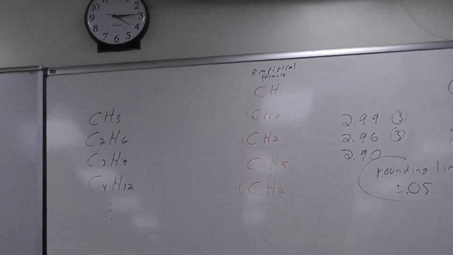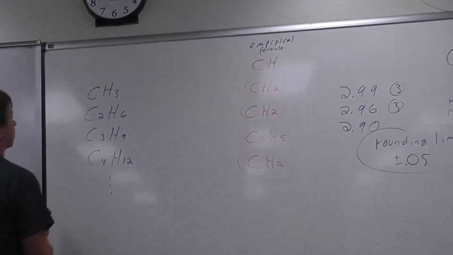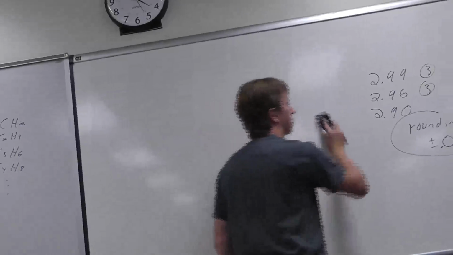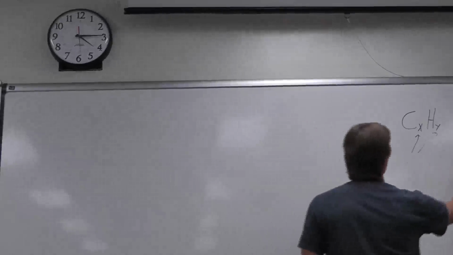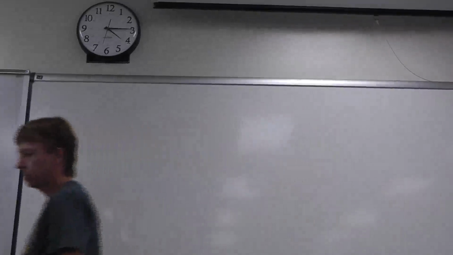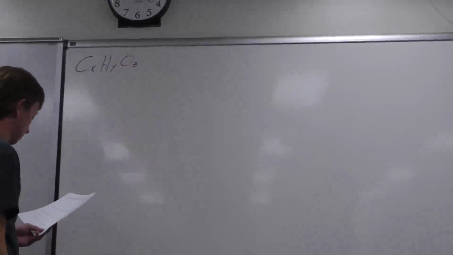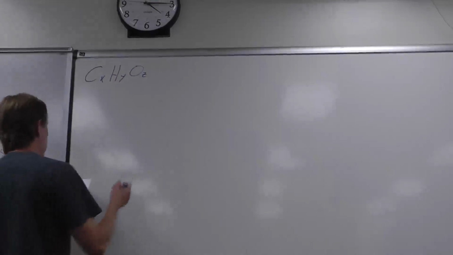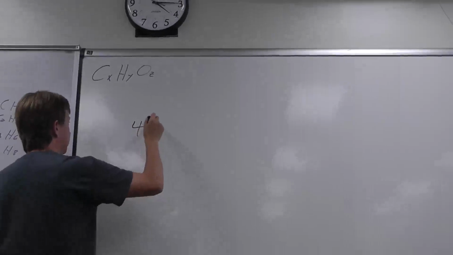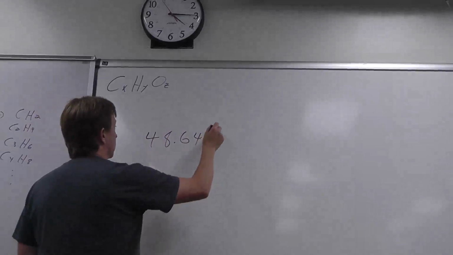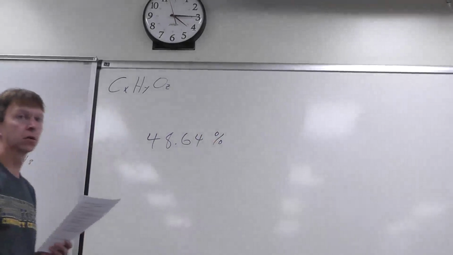Problem number 11. This time we've got carbon, hydrogen, and oxygen. So generically, it's this. What we're given is not actual masses for the elements that are present. We're given percent composition data.